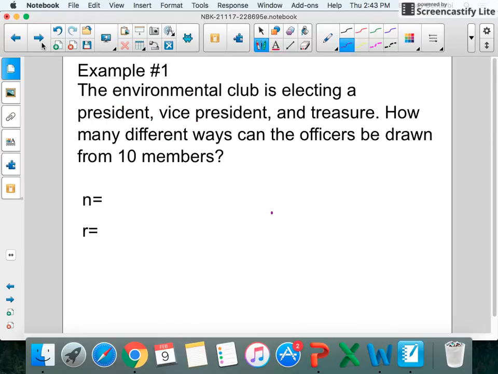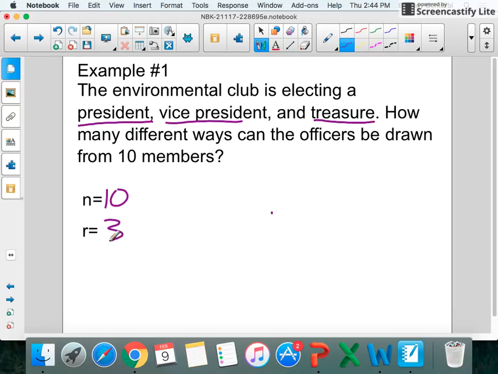So for example, our first one here: the environmental club is electing a president, vice president, and treasurer. How many different ways can the officers be drawn from 10 members? n again is our total, so we have 10 total members. Then I have to figure out what r is. r is the arrangement, so I have a president, a vice president, and a treasurer. That's 3 different people.